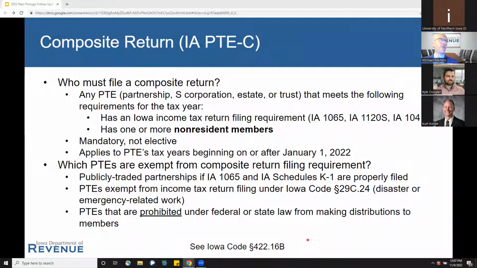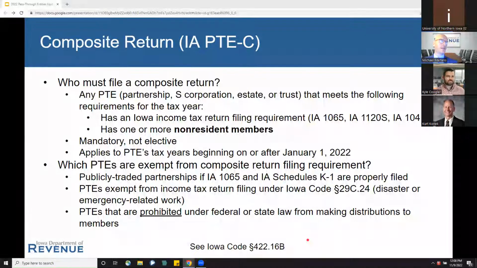There are a few pass-through entities that are wholly exempt from the composite return filing requirement. First, publicly traded partnerships are exempt from the composite return filing requirement, provided they file their Iowa 1065 and Iowa Schedules K-1. If they meet that filing requirement and make that reporting to us, publicly traded partnerships are exempt.